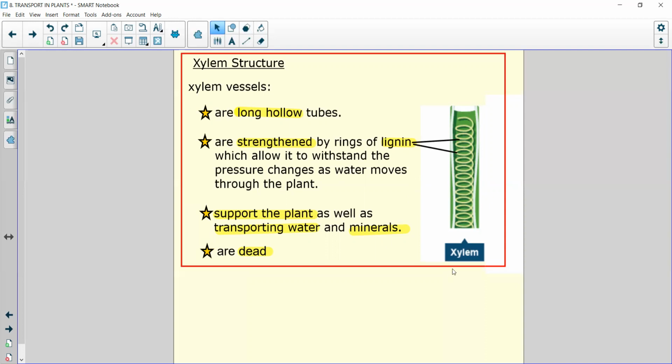The other job that xylem has, in addition to taking water all the way up a plant, is they support the plant. So when water is passing up through this xylem vessel, it puts a lot of pressure on it. And that pressure keeps it quite solid, quite a strong structure. And that helps support the plant and keep it upright.